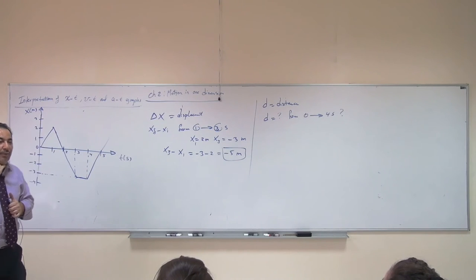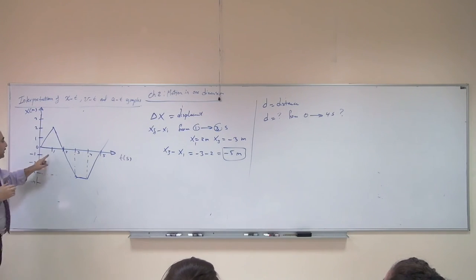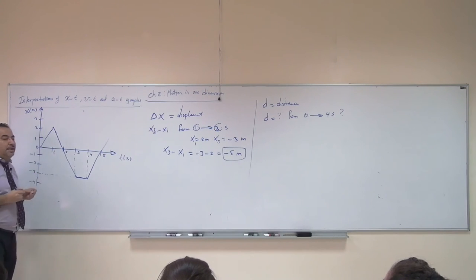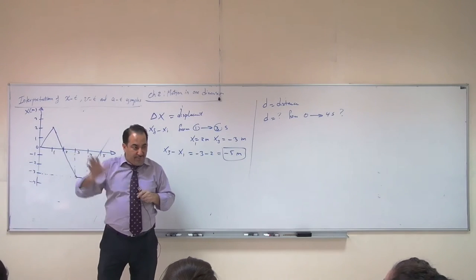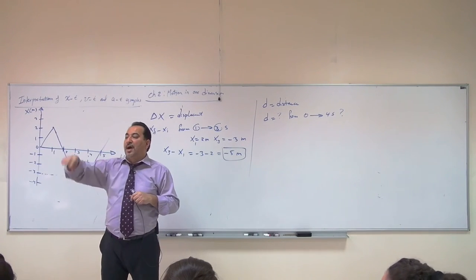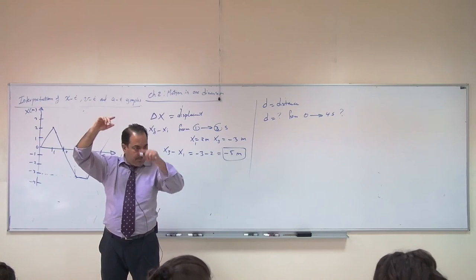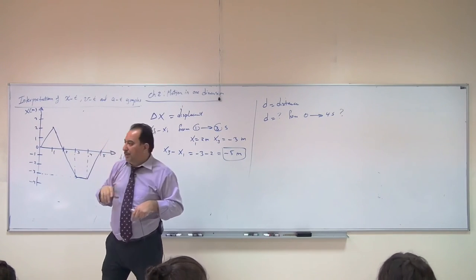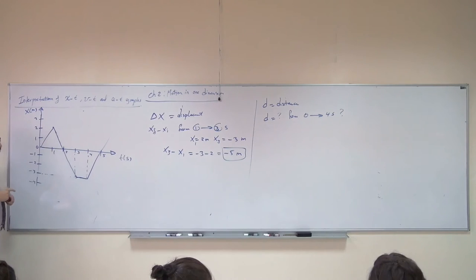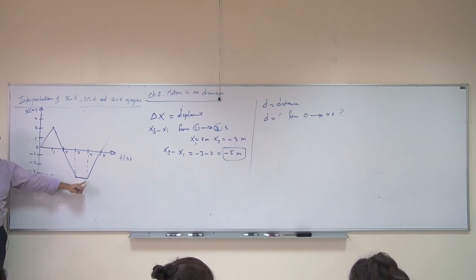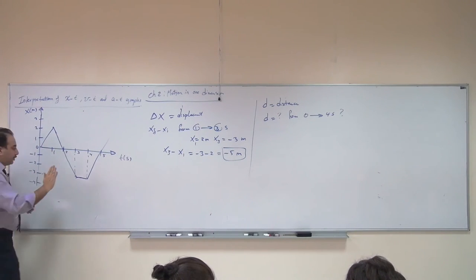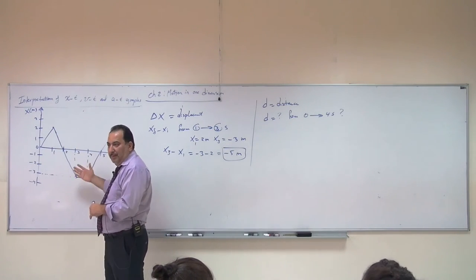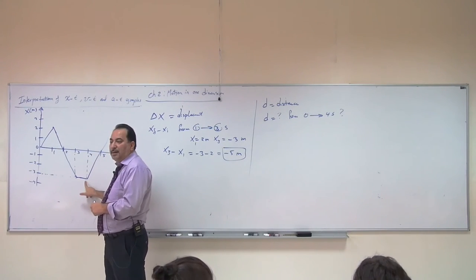Where is the turning point? At what time? At 1 second. Now, how do you know turning points if you have an XT graph? If you have an XT graph, position time graph, the turning points are usually the maximum and minimum points. So from 0 to 4, do I have a maximum? Do I have a minimum? No, up to 4, you stop here. After 4, you know this is a minimum.